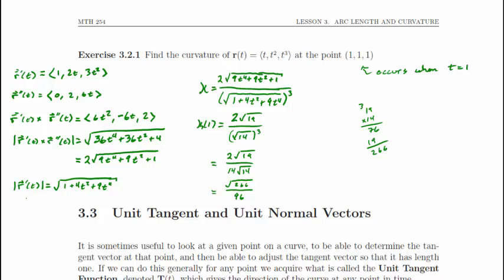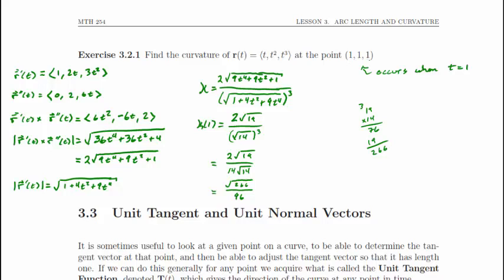We need the magnitude of r prime, which equals the square root of 1 plus 4t squared plus 9t to the fourth. Thus, our curvature kappa equals 2 square root of 9t to the fourth plus 9t squared plus 1, all over the quantity square root of 1 plus 4t squared plus 9t to the fourth, all to the third.